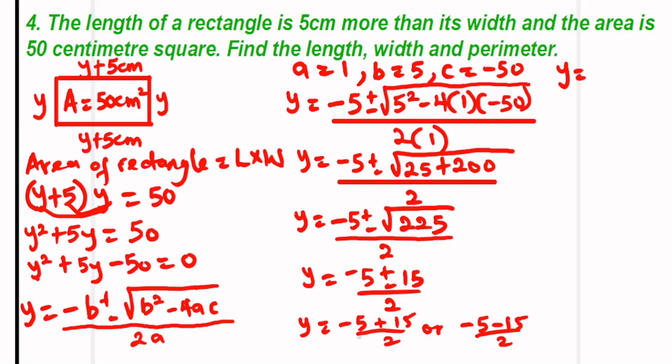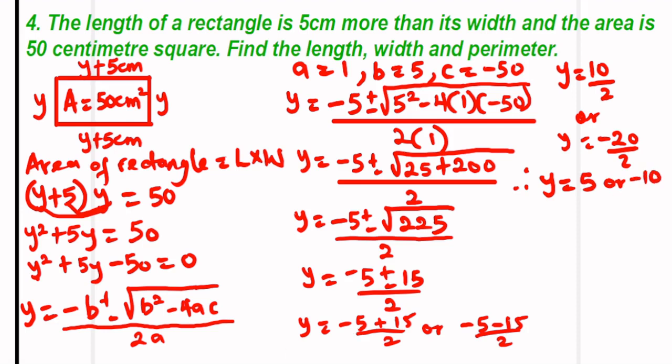equals minus 5 plus 15, which is plus 10. So 10 over 2, or y is also equal to minus 5 minus 15, which is minus 20, so minus 20 all over 2. Therefore, the answer for y is 10 over 2 which is 5, or minus 20 over 2 which is minus 10.